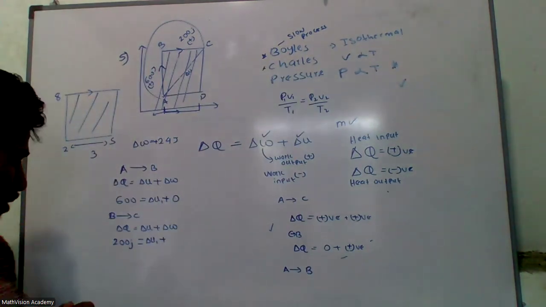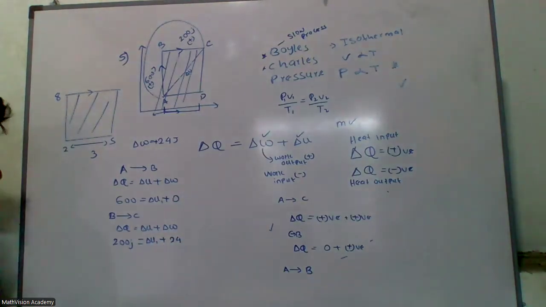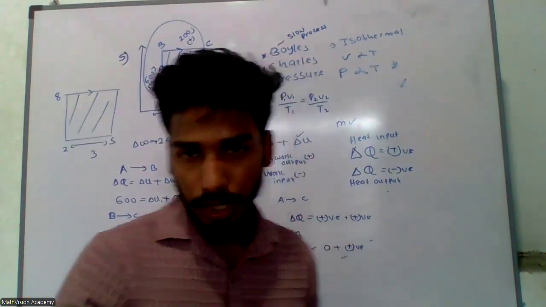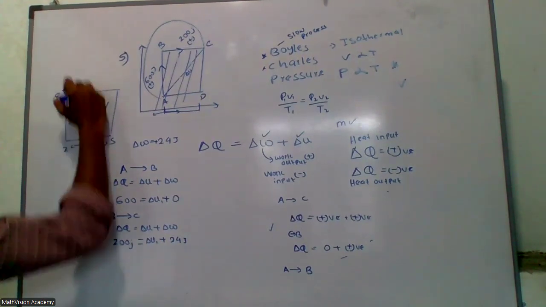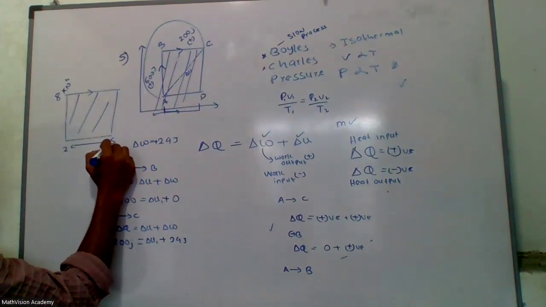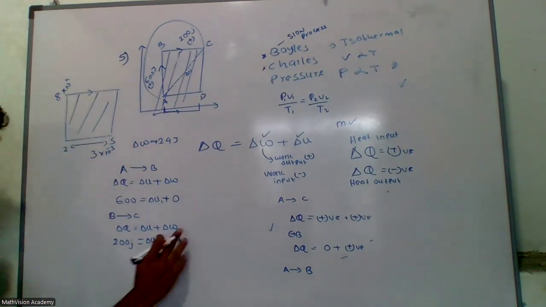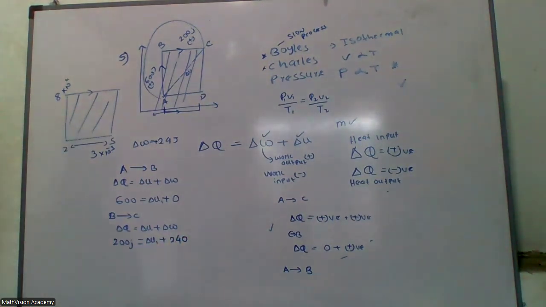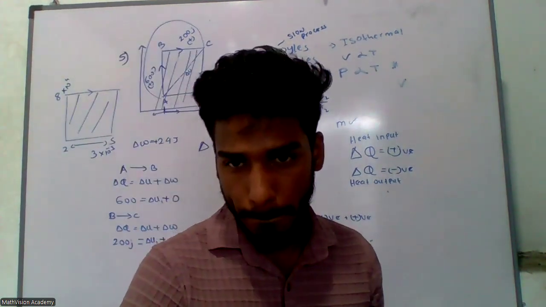So now let's start to work on the problem. Here we are having 24 joules. Sorry, they have given 8 into 10 to the power 4 Pascal. This is 3 into 10 to the power minus 3. So be careful with the unit as well. So it has to be 240 joules. 8 times 3 is 24. It has to be 240 joules, okay?